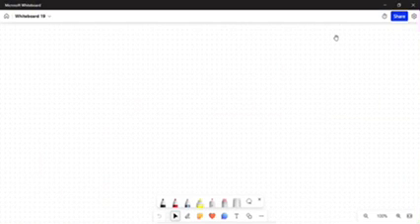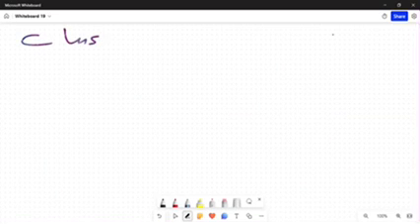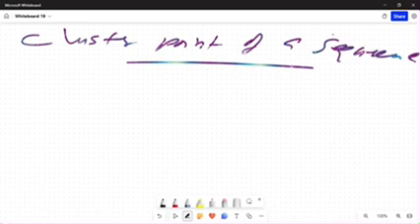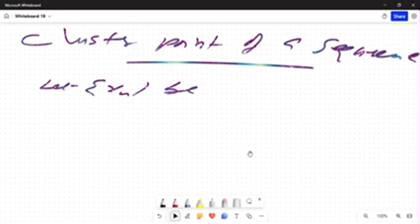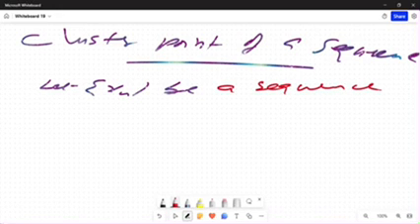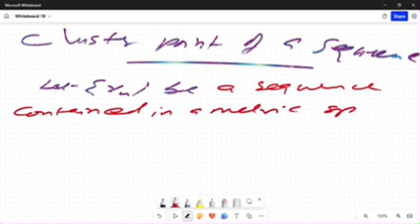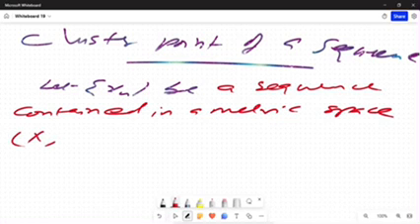For a sequence, we need to talk about what we call the limit point or the cluster point of a sequence. Cluster point of a sequence. Let Xn be a sequence contained in a metric space (S, rho).